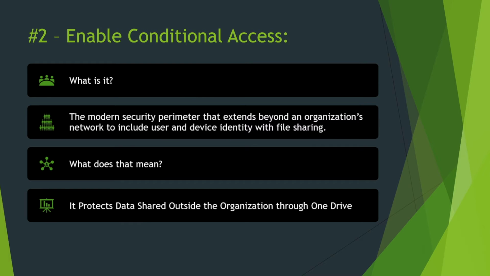Number 2, we've got enable conditional access. So what is that? Well, it's the modern security perimeter that extends beyond an organization's network to include user and device identity and file sharing. So what does that mean? Well, it basically protects the data that you share outside of the organization through OneDrive.